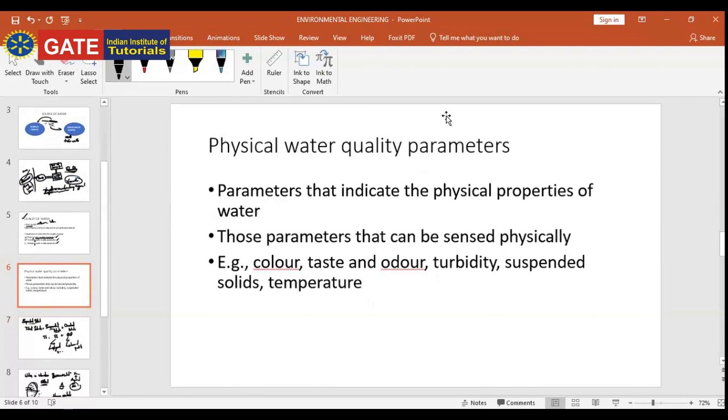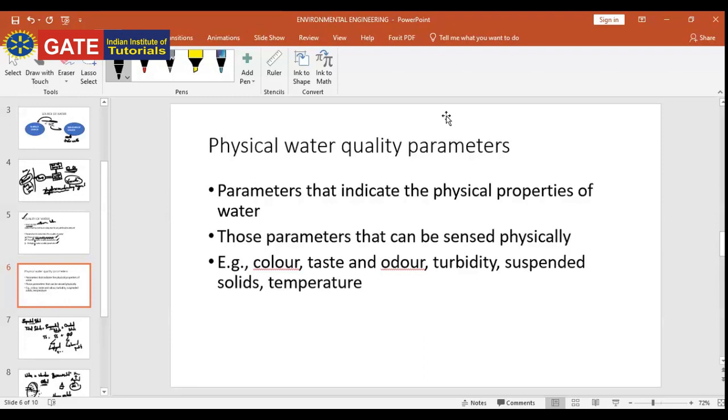Now color. You people know water is actually colorless. So if you see some characteristic color in water, if I give you pale yellow colored water, will you drink it? No. Why? Because it has some color. We know that actual water will not have any color, right? It is colorless. So color becomes an important physical parameter.